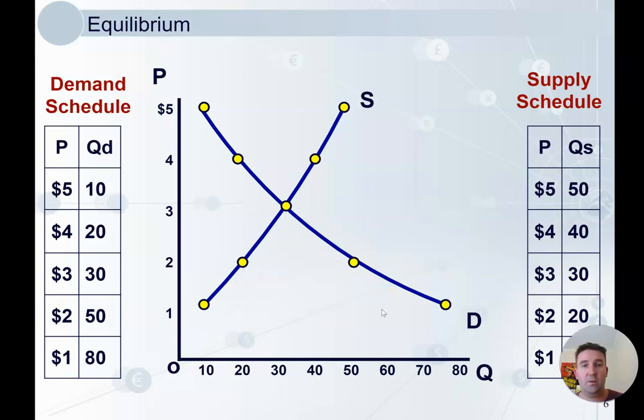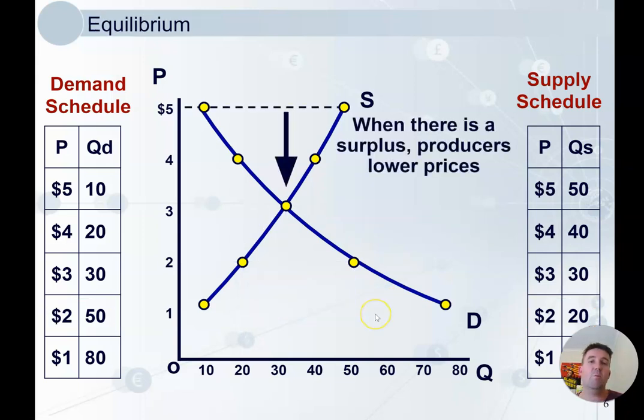So what happens with these? When there is a surplus, producers lower prices. So they put things on sale. If they're not selling, they'll say, all right, we've got to cut the price on this. They'll sell it for a cheaper price. They have an incentive to do that. Otherwise, they're just getting nothing for it. If they're selling it at too high a price, they won't sell it.